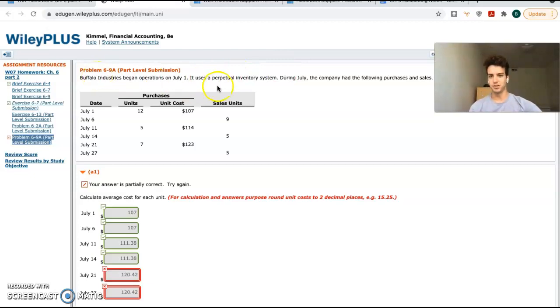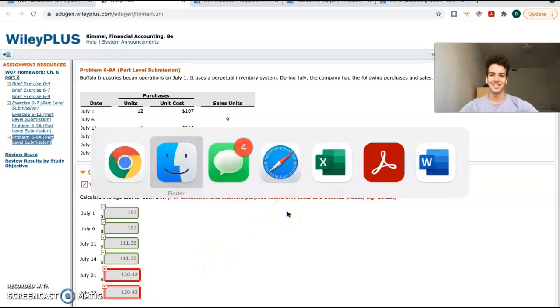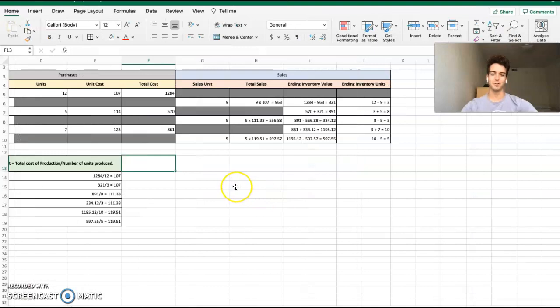So here we have Buffalo Industries began operations on July 1st, and it uses a perpetual inventory system. During July, the company had the following purchases and sales, and it shows various information about units, the unit cost, how many were sold, how many we bought, and for what cost, etc. Ignore that I got these two wrong here, but I did figure it out eventually. So I'll be going through how to do this with you guys.